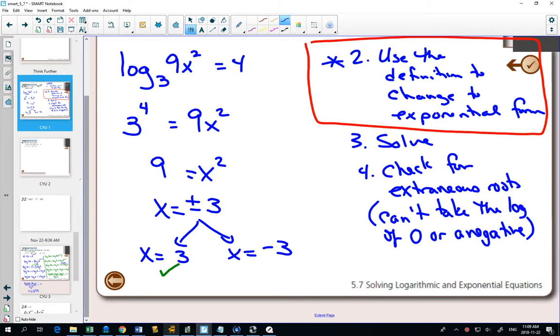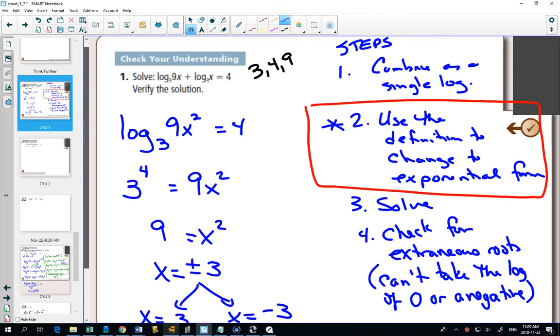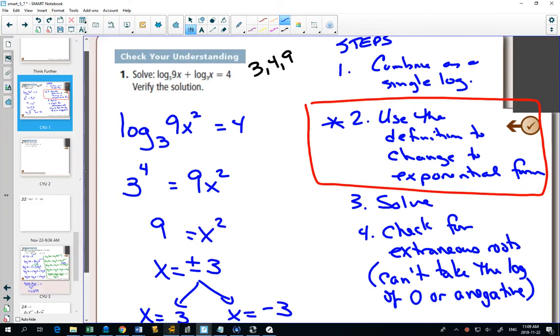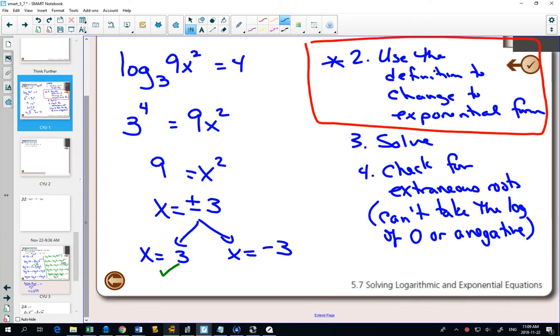But when I plug in negative 3, 9 times negative 3 is negative 27. I have a negative number inside of my logarithm. And that answer would be bad.